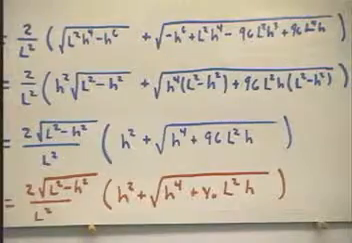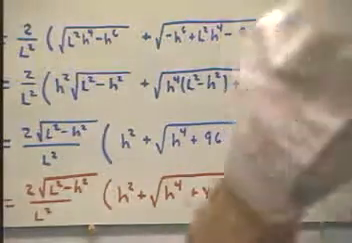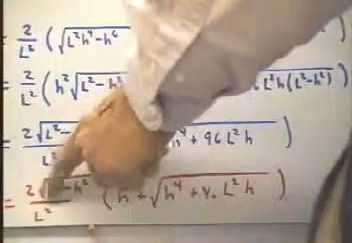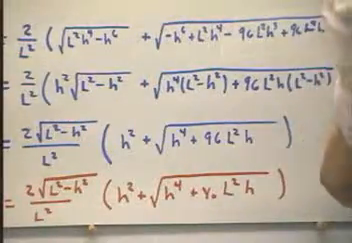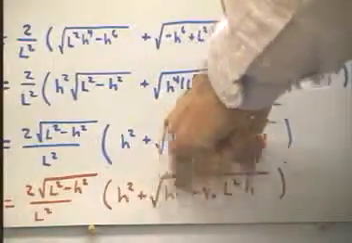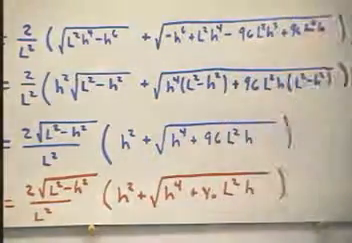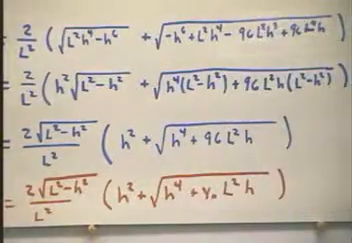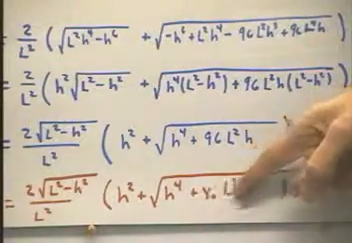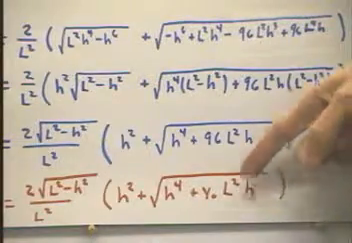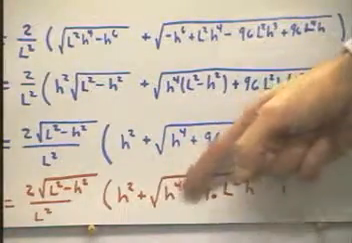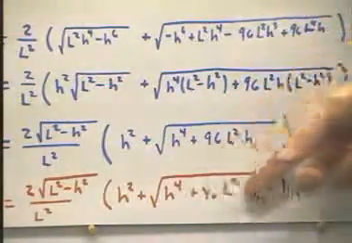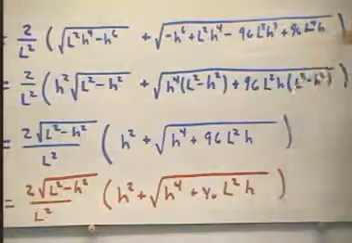Okay, now it doesn't much matter which expression we look at. Remember, 2 over L squared is just a number. The square root of L squared minus h squared is a function of h. And then h squared plus the square root of h to the 4th plus y naught L squared h is a function of h. We do note that if the y naught was small or the L was small, then this would be like the square root of h to the 4th, which would be an h squared. So this is almost like h squared plus h squared for small values of y naught.